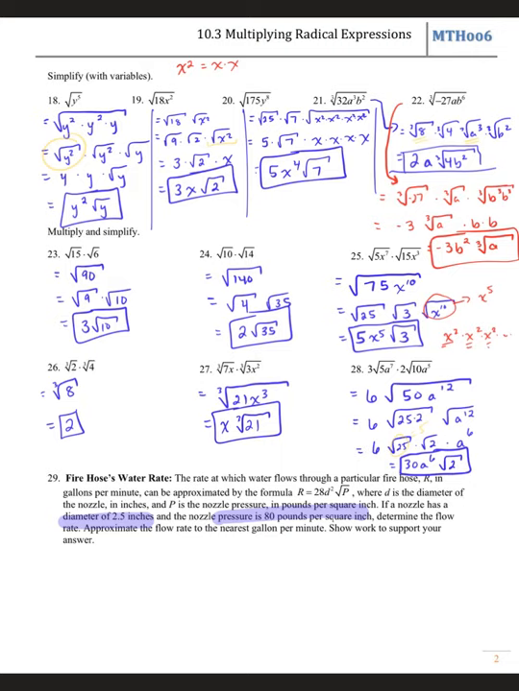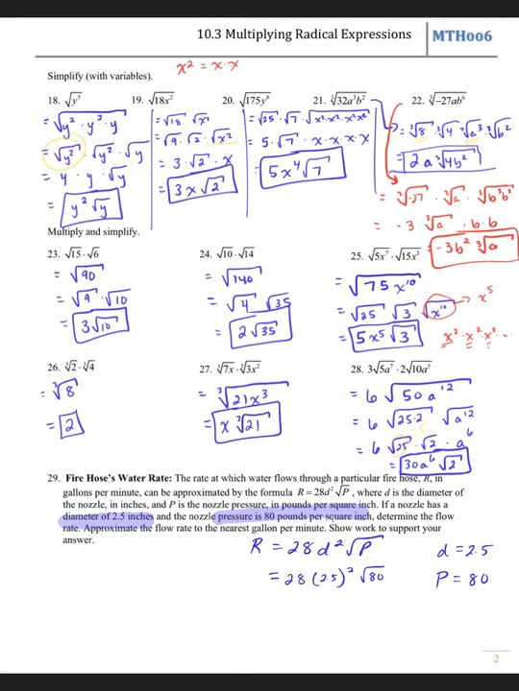So what we're doing here is working with the formula. So we have R equals 28 D squared times the square root of P. Well, we know D is our diameter, which is going to be 2.5 inches here, and our P is pressure, which is 80. So we need to substitute these values in. So we have 2.5 squared times the square root of 80. Now this one we're just going to be typing in our calculator because we're not going to be able to do all that in our heads.